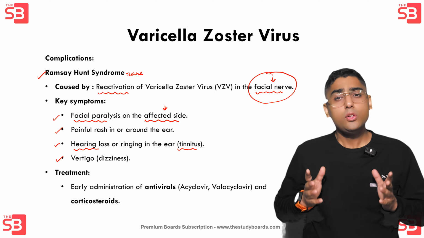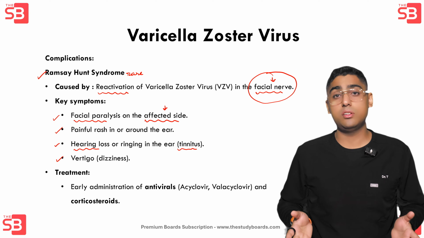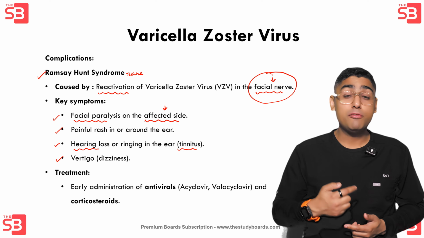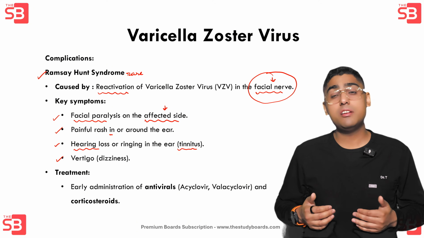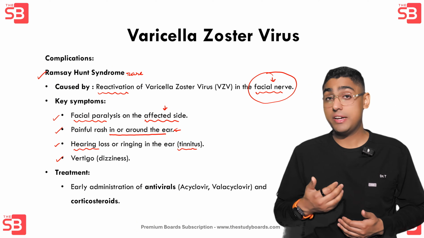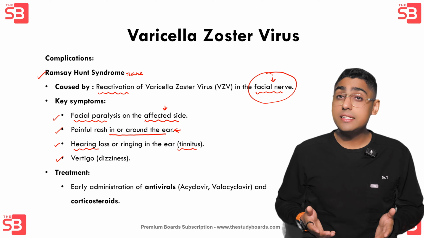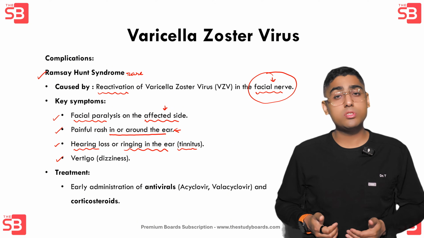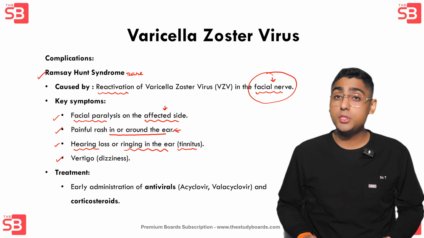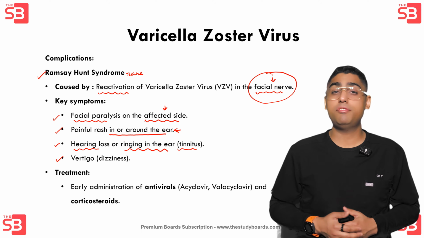Now, the symptoms of Ramsay-Hunt syndrome are more severe than those of shingles alone. They include a painful rash in or even around the ear, facial muscle weakness or paralysis on the affected side, hearing loss or ringing in the ear, dizziness or vertigo. And patients may also experience difficulty closing one eye, making facial expressions, and even issues with taste on the affected side of the tongue.